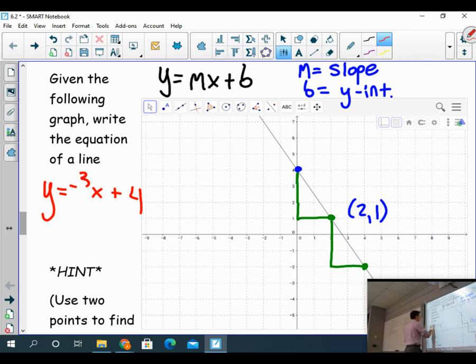Well, I'm going rise, which is minus 3 because I'm going down, over 2, and that will be my slope. Minus 3 over 2 is my slope. Okay, so it's putting those two ideas together. My y-intercept is at 4. My slope, I go down 3 over 2. So my equation will be y equals minus 3 halves x plus 4.